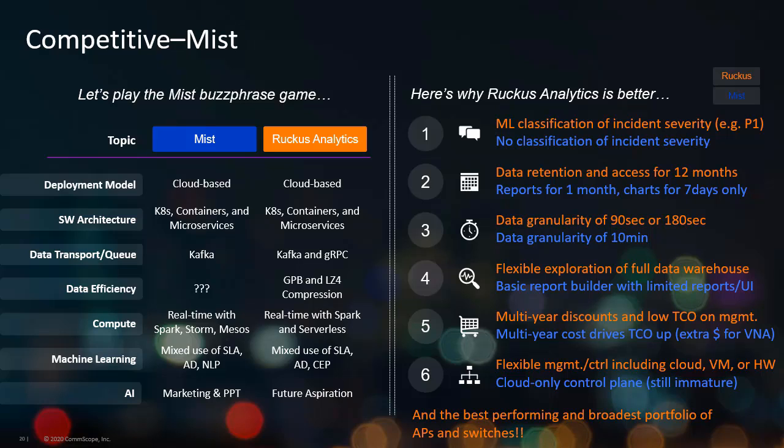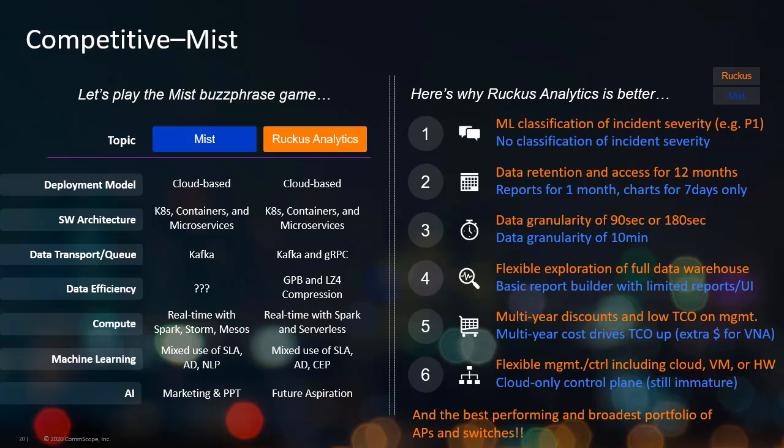We send the data out from our Smart Zone to the cloud, which is a very optimized architecture that allows many multi-direction options. Mist doesn't talk about their data efficiencies. Compute-wise, we also use real-time with Spark and other serverless architectures that we provide, which means we are just as good, if not better, than Mist. As far as machine learning is concerned, the technologies are almost identical.